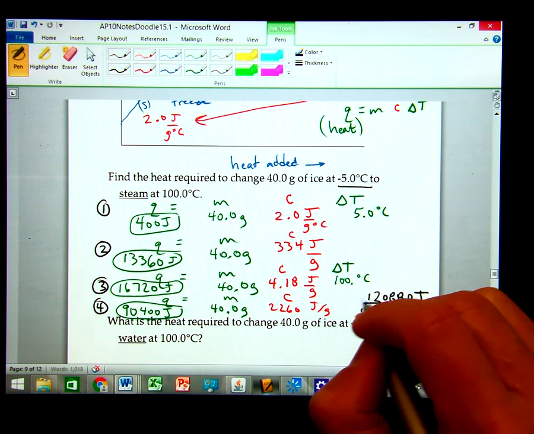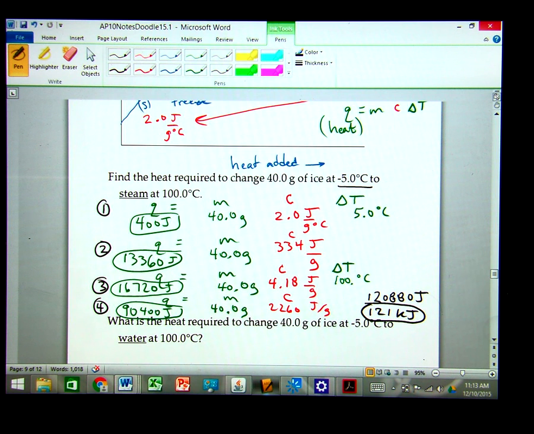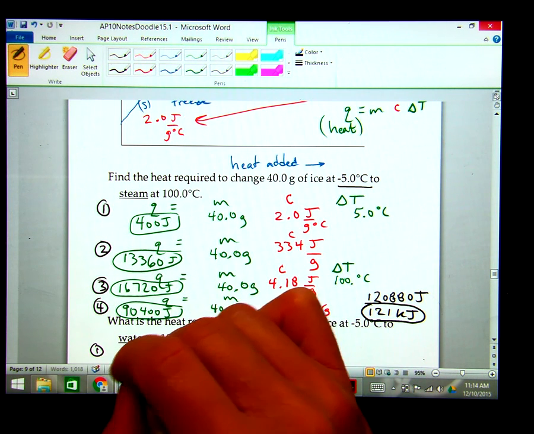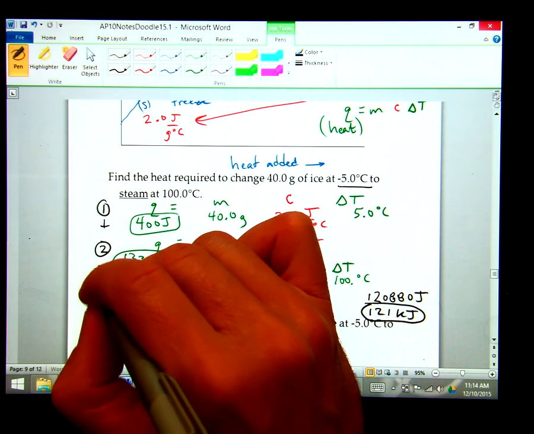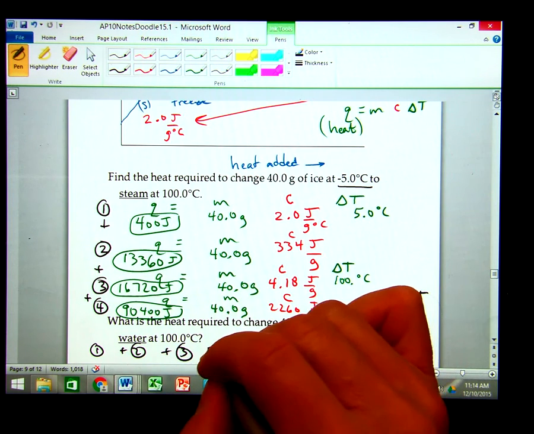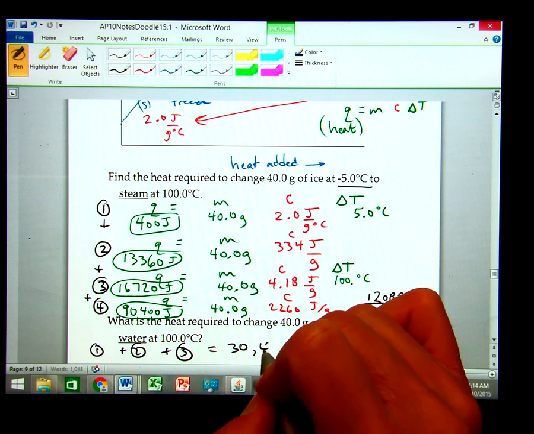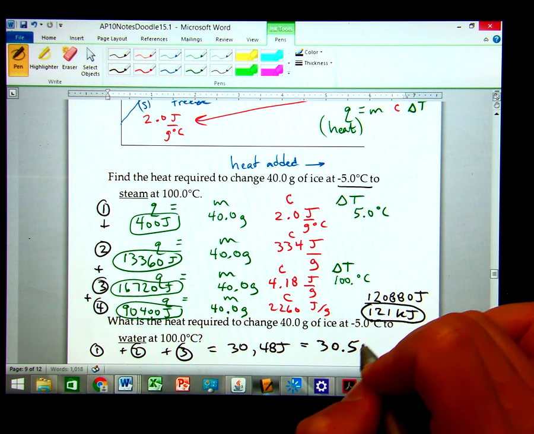So that's how much energy it's going to take to get all these processes to occur for 40 grams of ice. All right, now look, if this had just said, what is the heat required to change 40 grams of ice at -5 Celsius to water at 100, then this would only be zone 1 plus zone 2 plus zone 3. So now we're just going to add 1, 2, and 3. And if you do that, your answer is going to be 30,480 joules, which equals 30.5 kilojoules.